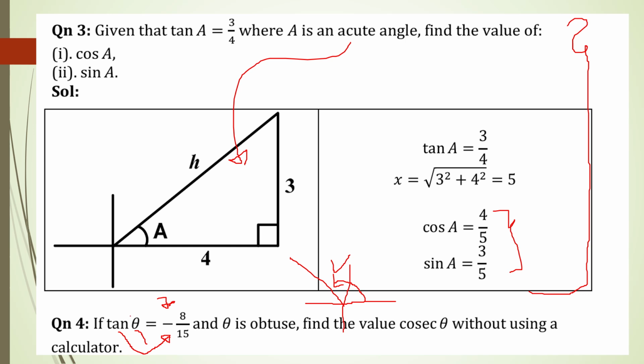It's only sine which must be positive. So according to tan, 8 is going to be our opposite, and then 15 is going to be adjacent. So you're going to use Pythagoras to find the hypotenuse side. But for this case, the task is to find the value of cosec theta. Now you should have been told that cosec theta is the same as the reciprocal of sine. So cosec theta is the same as 1 out of sine theta. Let's look at the solution for that.